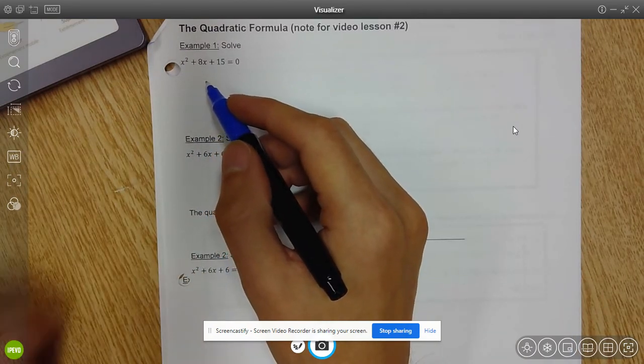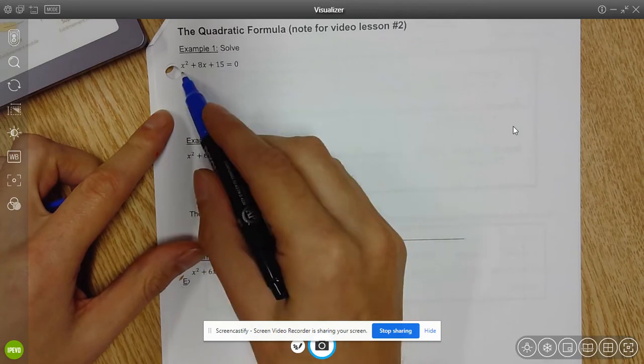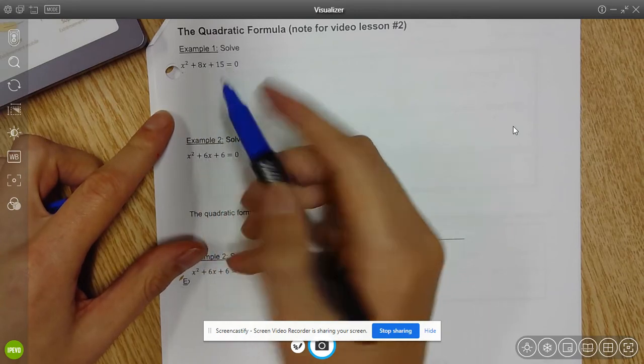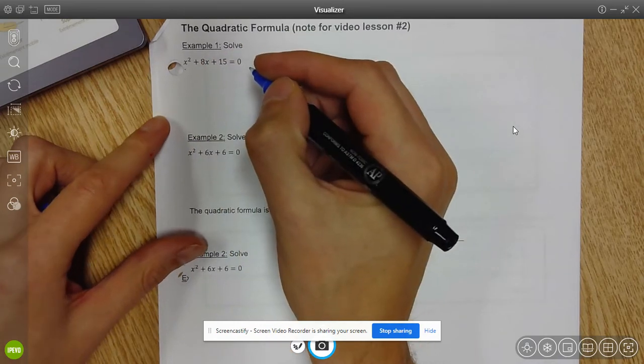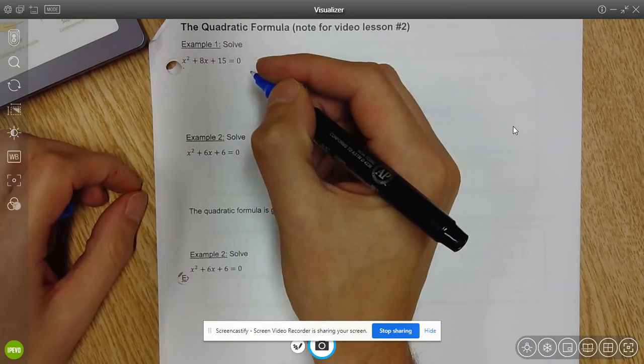I'm going to rearrange into standard form. Okay, this one's already rearranged: ax squared plus bx plus c equals 0. Next, I'm going to factor two numbers that multiply to 15 and add to 8. What are those? No one's putting their hand up?